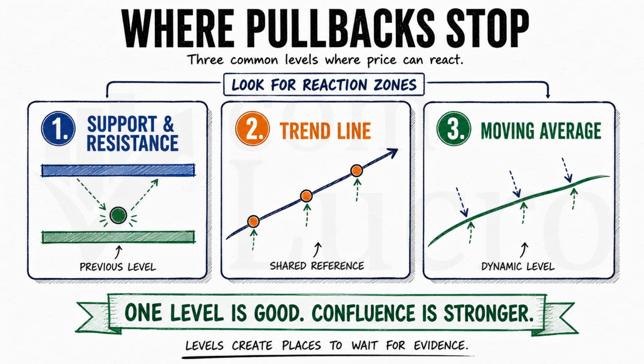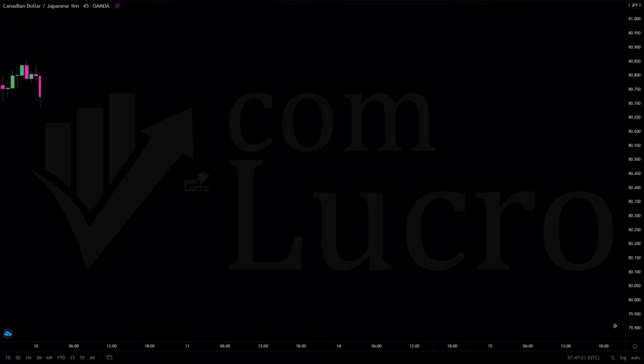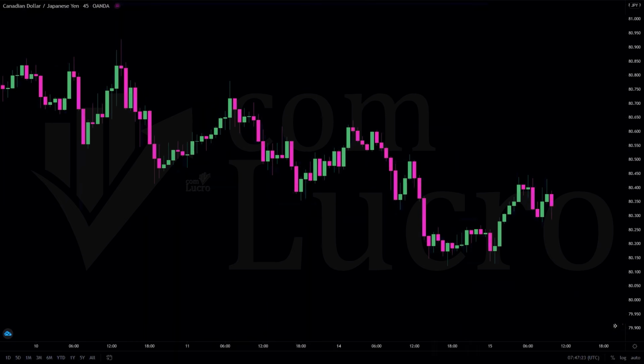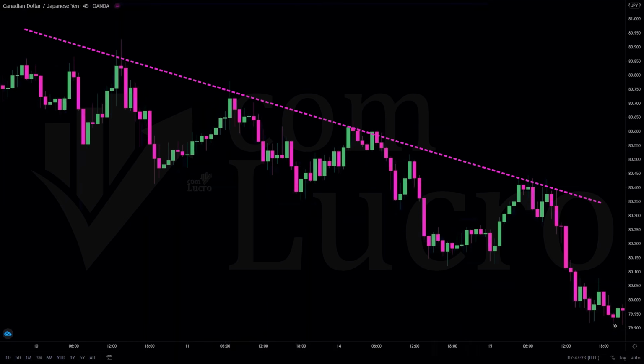Moving on, the next level where the market tends to pull back is the trend line. In this chart, we spotted a downtrend, so we can draw a trend line above since price has rejected it multiple times. Now, notice how price pulled back to the trend line and dropped, then pulled back again and dropped again. That's a pullback into a trend line.